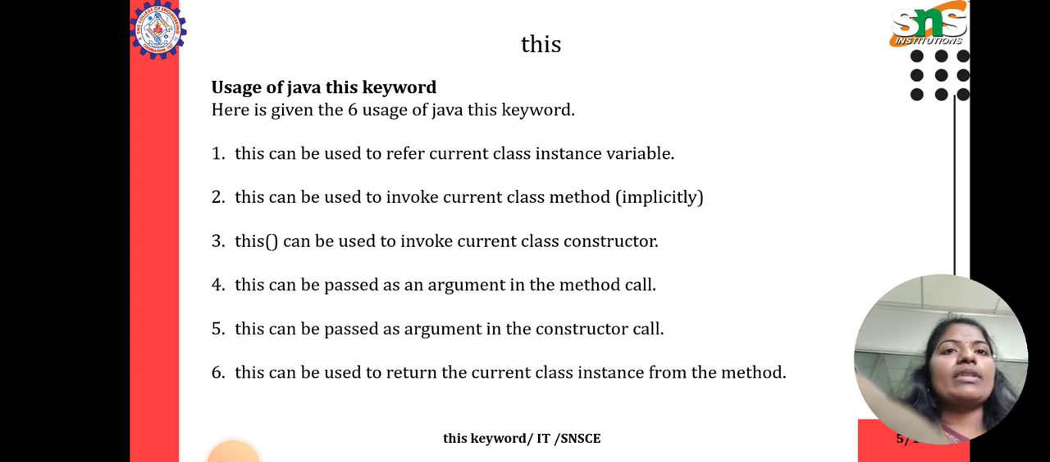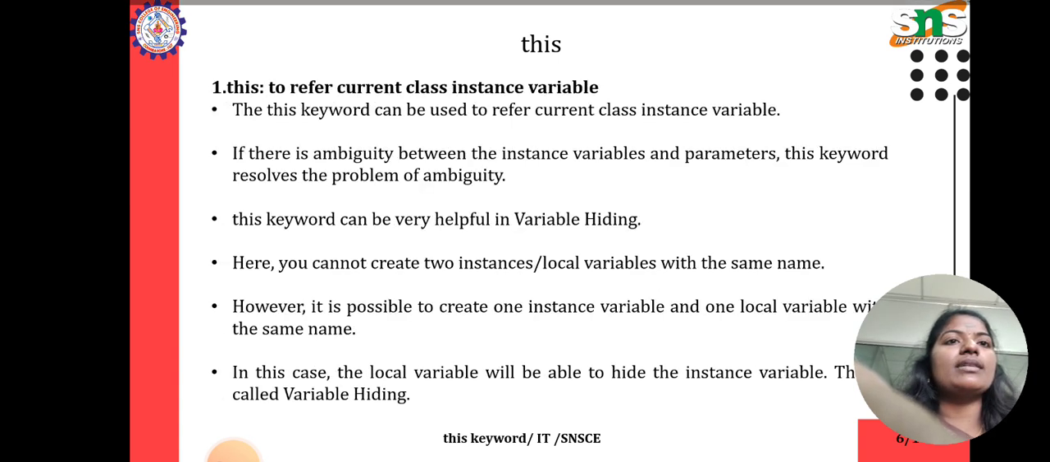Use of the Java this keyword. Here are given the 6 usages of the Java this keyword. This can be used to refer to the current class instance variable. This can be used to invoke the current class method implicitly. This method can be used to invoke the current class constructor. This can be passed as an argument in the method call. This can be passed as an argument in the constructor call. This can be used to return the current class instance from the method.